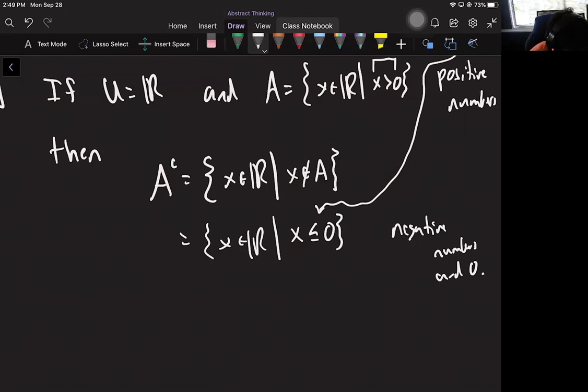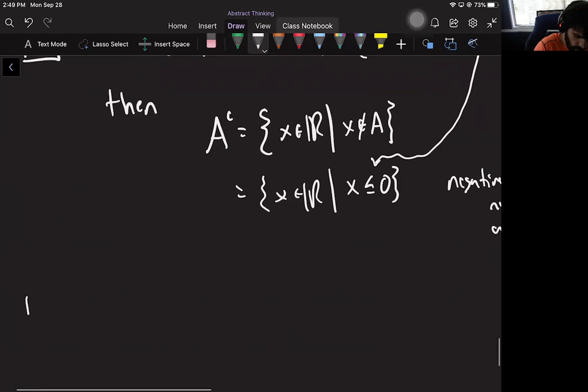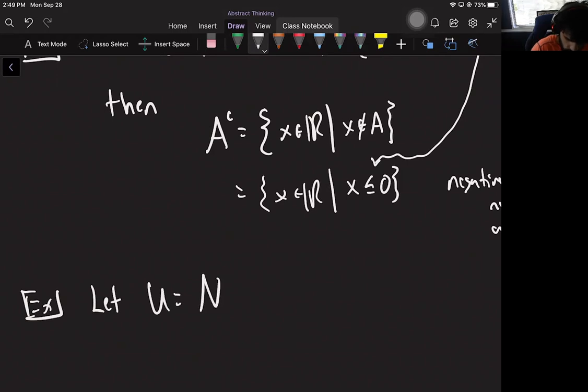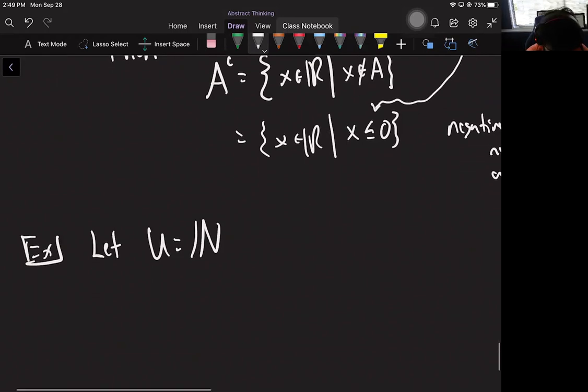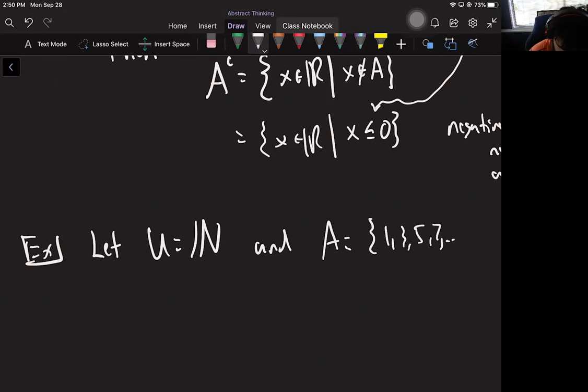So let's do another specific example. Let's think about the universal set as being the natural numbers. So I'm working strictly inside of the natural numbers. And if A is the odd numbers, then the complement should be the things that are natural numbers but not odd numbers, aka the even numbers that are positive.